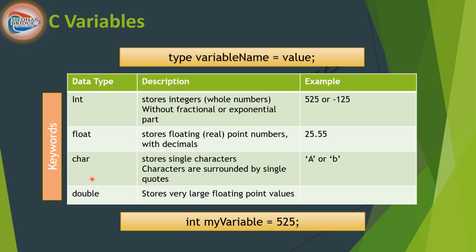But the variants could be like unsigned, signed, short, long. These things you can define as specifiers, extensions to the basic data types.